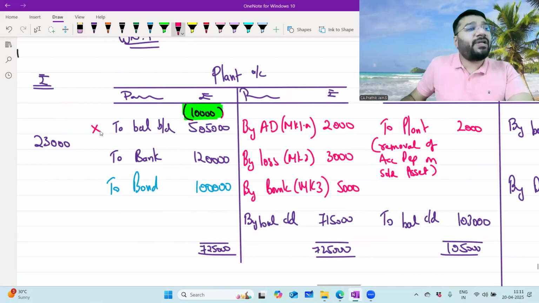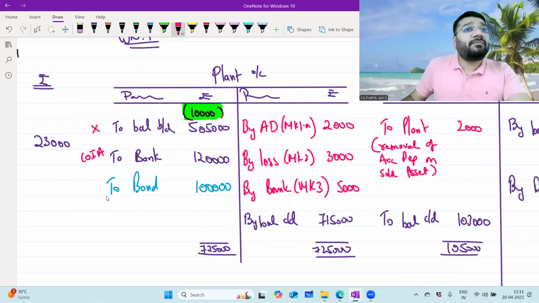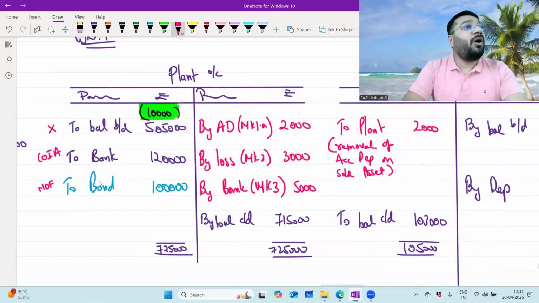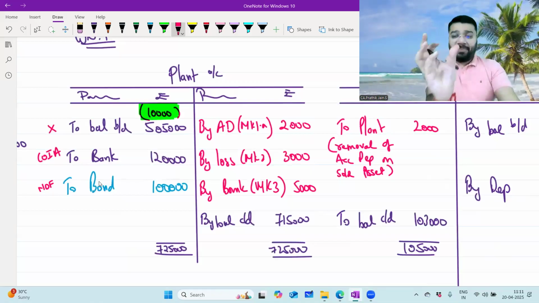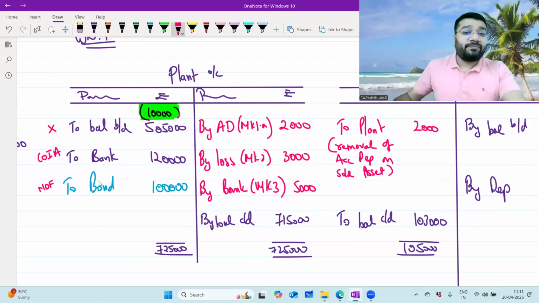Will this affect my cash flow statement? Opening balance? No. To bank 120, cash outflow. Cash outflow from investing activity. Bond, no flow. No flow. Are you clear why no flow? Because I purchased the plant, I gave the bond, I didn't give the money. So there is no outflow.